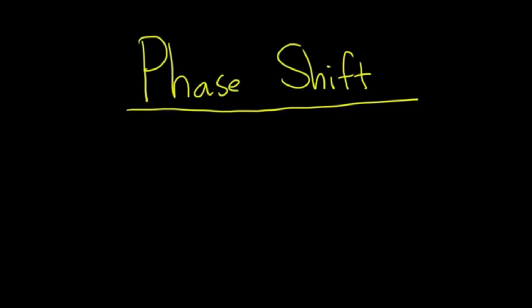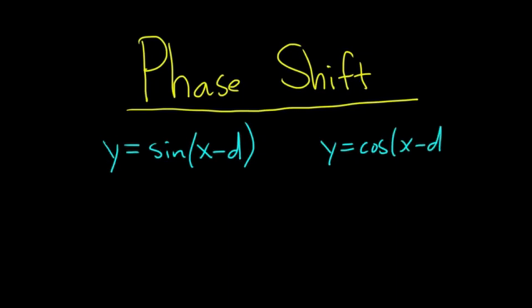Here we're going to talk about the phase shift for sine and cosine. We have y equals sine of x minus d, and y equals cosine of x minus d. In this case, d is called the phase shift. Basically, this is just a horizontal translation or shift. We're shifting the graph left and right.